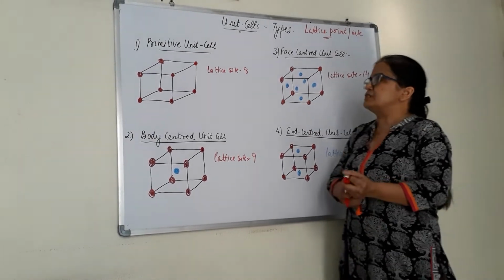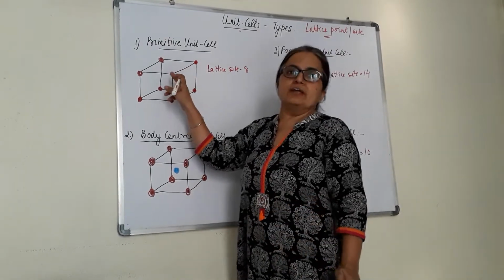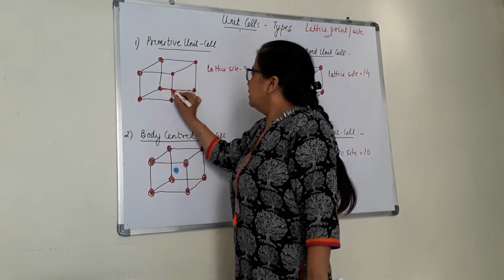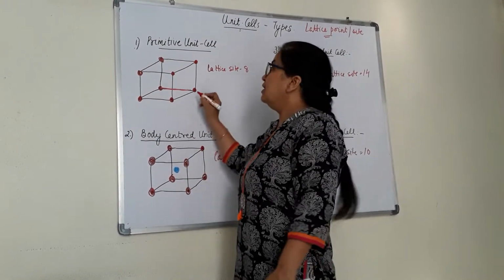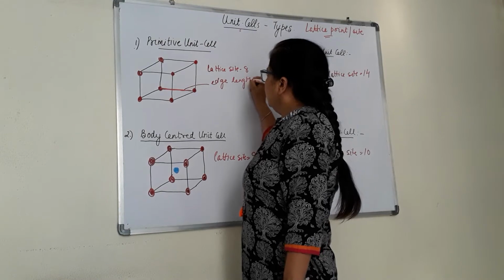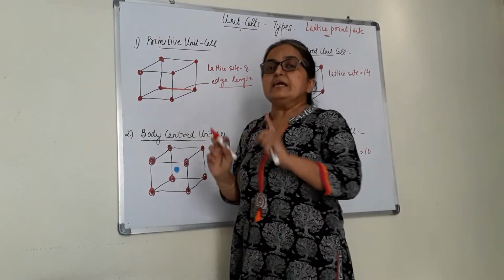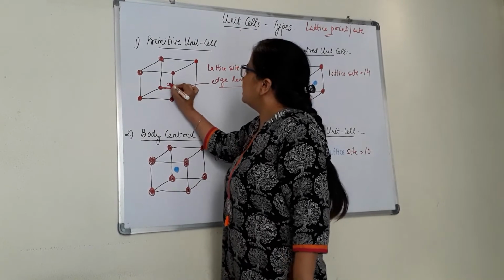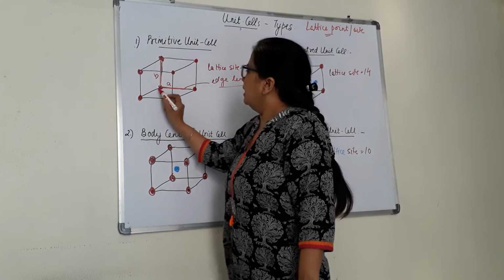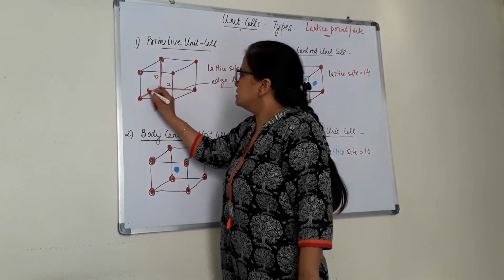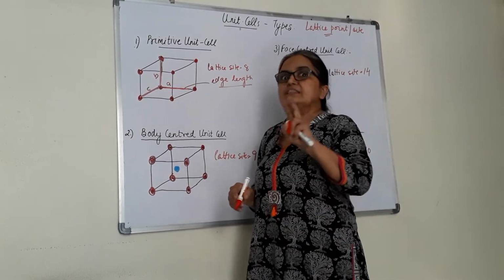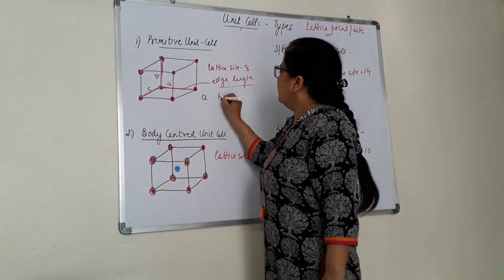Actually, one more thing I have to explain here. I will explain it in the first one, the primitive unit cell. See children here, this line where the two faces meet is called the edge length. Now, at this particular corner there are 3 edges. Let us mark them as A, this one as B, and this one as C. Okay, till here it is clear? At one particular corner there are 3 edges: A, B, C.